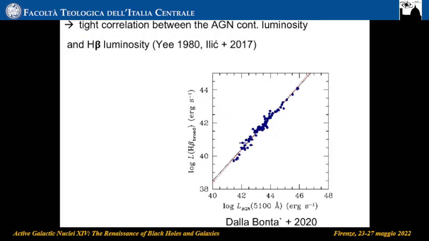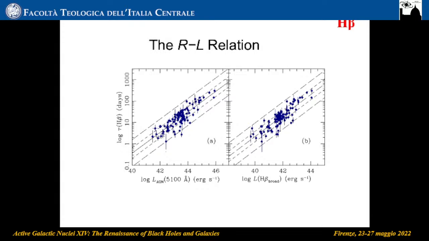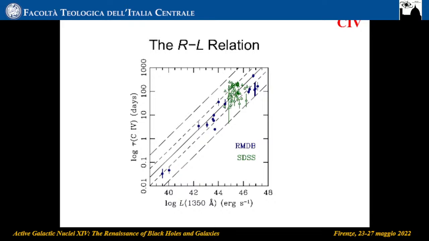We used the best catalog of reverberation mapping masses of black holes, and we were able to see that the relation is very, very tight, and in the relation between the continuum luminosity or the broad H beta luminosity and the lag, we don't have a loss of precision. So the relation is as tight as the one with the continuum, but we don't have to deal with the starlight contribution of the host of the AGN.